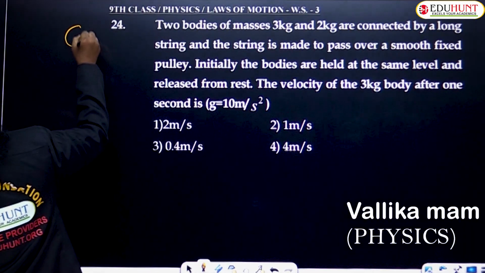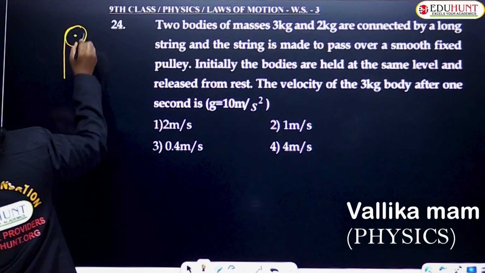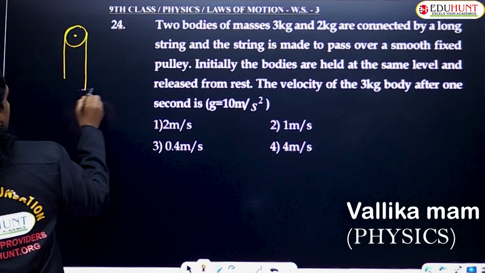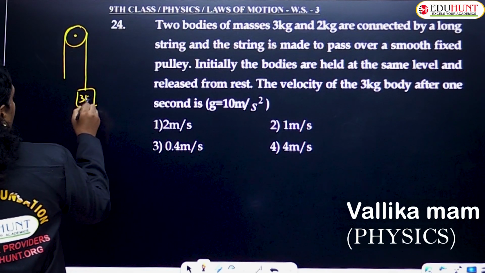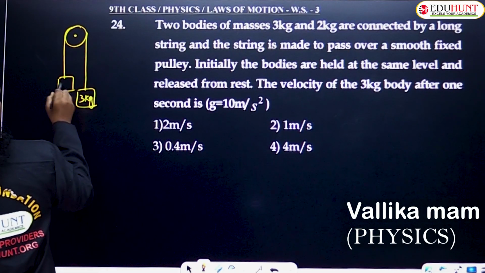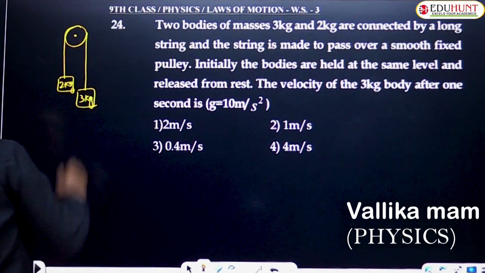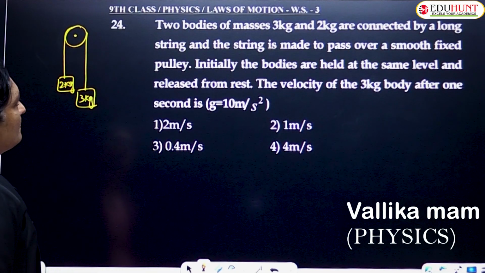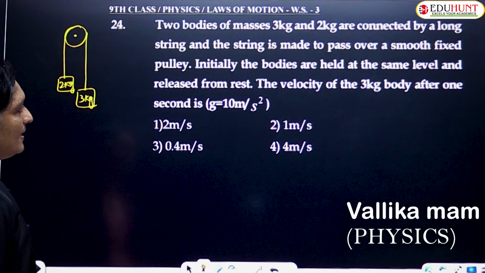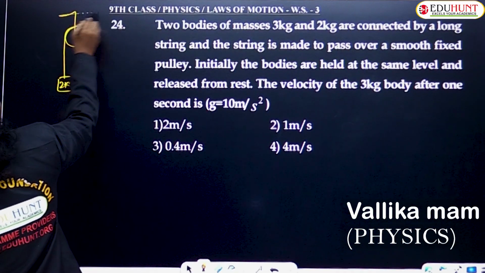So here is your pulley. Two strings are there. One mass is 3 kg and the other mass is 2 kg. So clearly 3 kg is greater when compared to 2 kg. They are connected by a long string that is made to pass over a smooth fixed pulley.